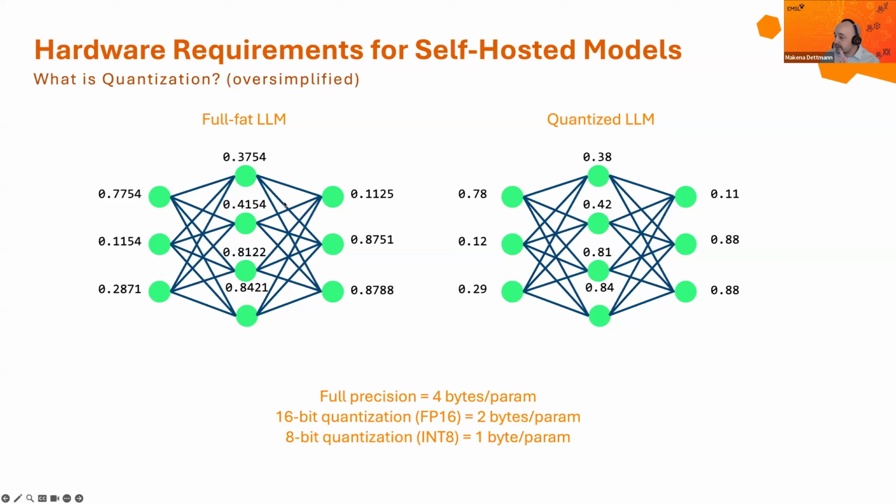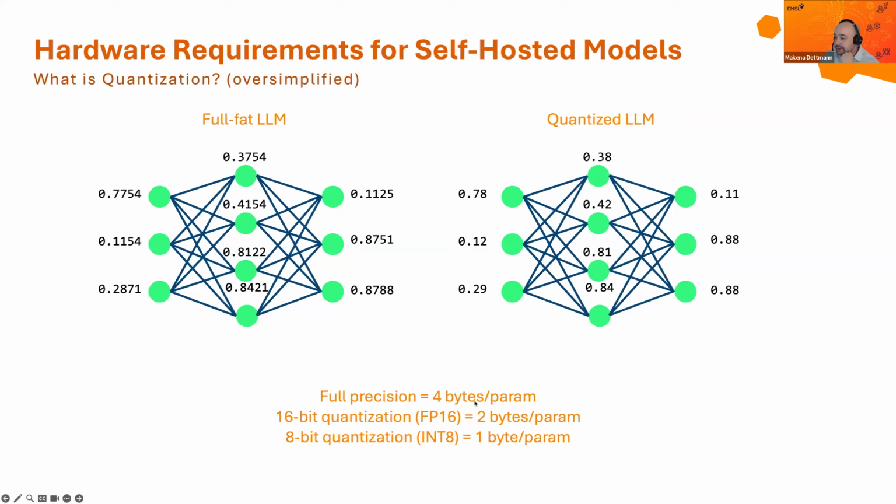Now, one thing we can do in order to save space is quantize it, which basically means rounding the weights and biases. So in this case, we go from 0.7754 to 0.78. So we've reduced the size, we've reduced the amount of precision without throwing away the value. So what this means is you maintain a lot of the behavior, just with a little less precision.